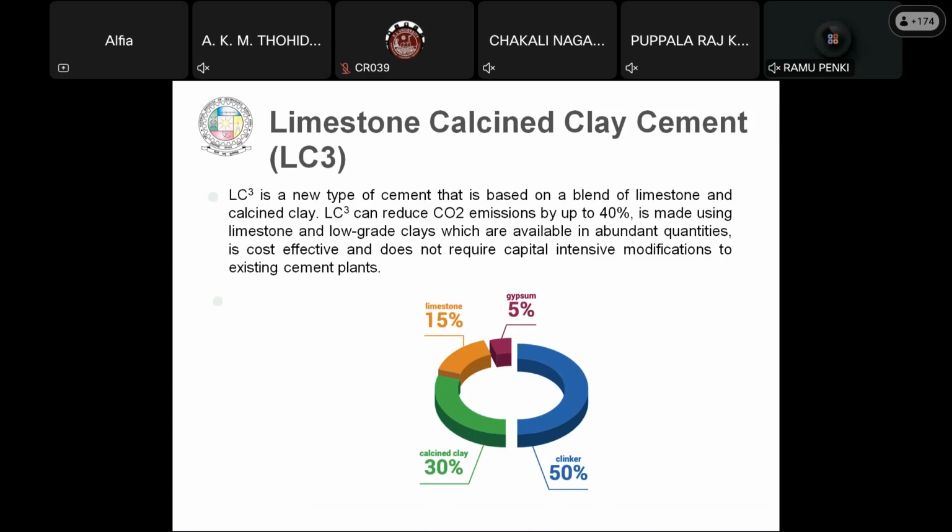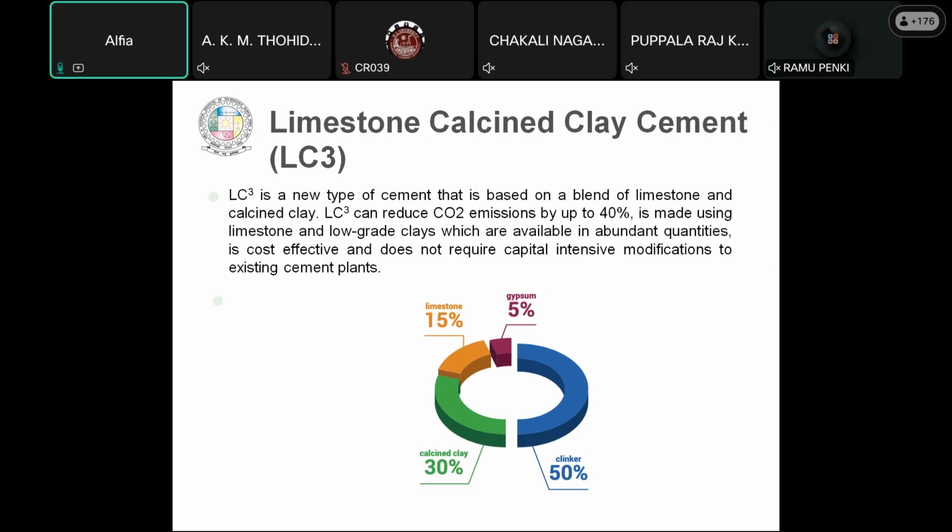Then we have another type of cement, limestone calcined clay cement, also called LC3. This is a new type of cement that is based on a blend of limestone and calcined clay. This is a novel, environmentally friendly cementitious material that has gained a lot of attention as an alternative to traditional Portland cement in the concrete construction industry.